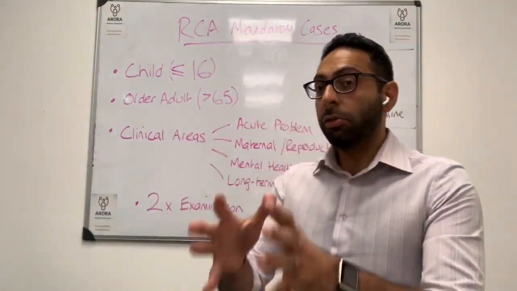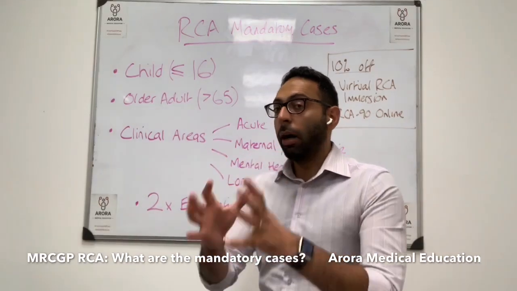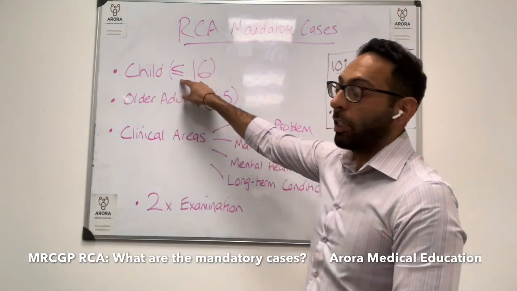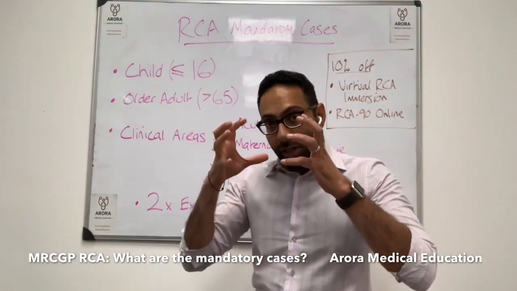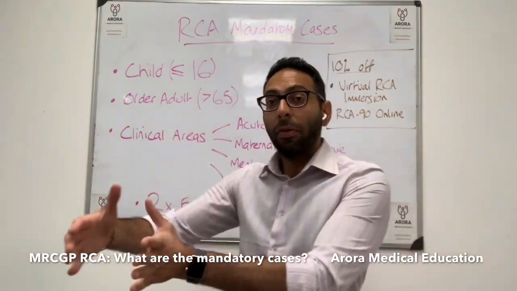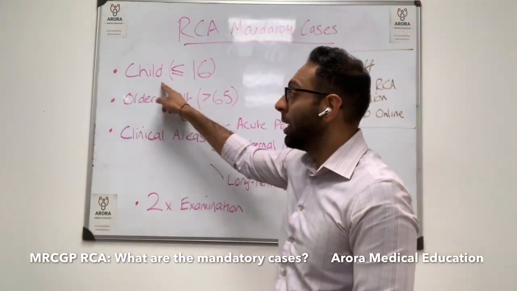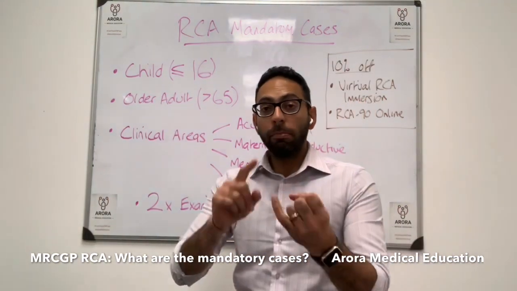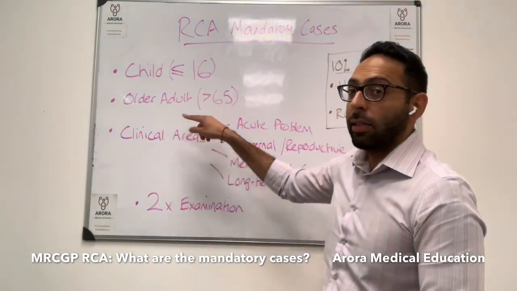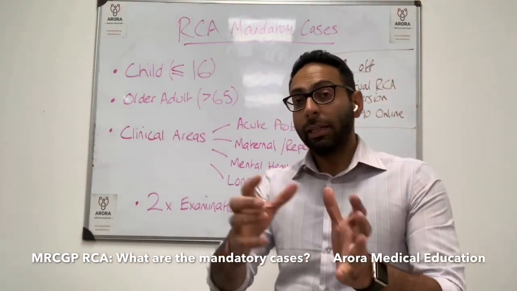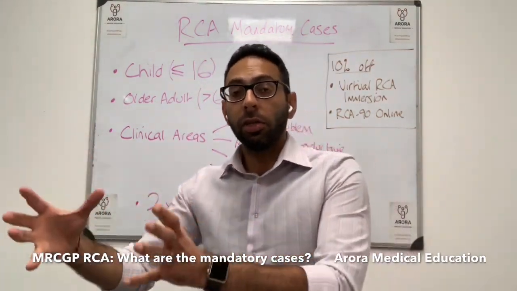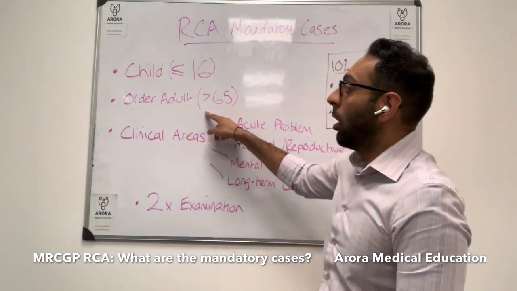But let's go through the mandatory cases that you need to submit as part of your collection. Number one, you must have a minimum of one case involving a child, so someone less than or equal to the age of 16. And the case could be by proxy, so it could be someone you're seeing about that child, but the case has got to focus on the impact on the child itself. So minimum one for a child. Number two, a minimum of one case of an older adult, so someone aged over 65. It could be a variety of different presentations. It could be multimorbidity, it could be polypharmacy, it could be social issues, but it's got to be at least one of an older adult.